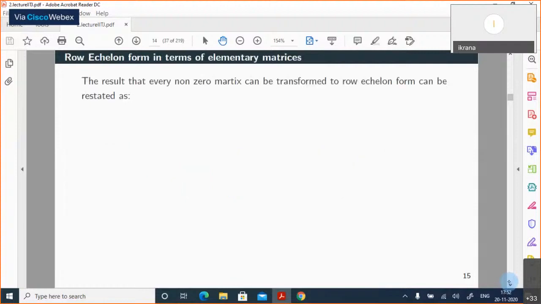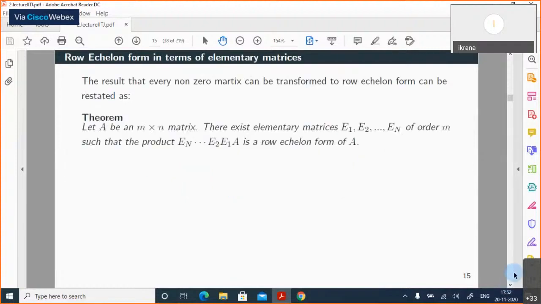Okay. So what we can say is that the theorem that every m cross n matrix can be brought to a row equivalent form is the same as saying that there exist elementary matrices E1, E2, ..., En of order m, where m is the number of rows, such that if I multiply A on the left by some elementary matrix depending on A, there will be a finite number of elementary matrices if I keep doing that. These correspond to the number of row operations which finally bring it to a row equivalent form.